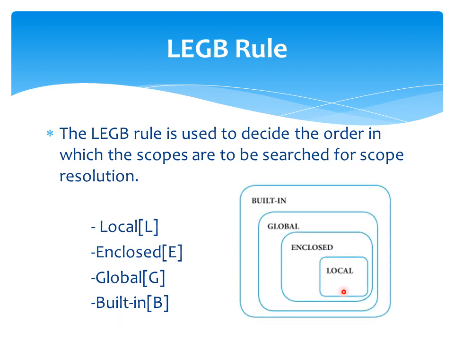Here you have an image for LEGB. You can see the local scope: whatever you have defined or initialized in the local scope is only visible in local, and not visible in any other function. Next is enclosed scope, where a function contains another function. Then global is outside all the functions you define. And then built-in, which may be a library function or anything else.